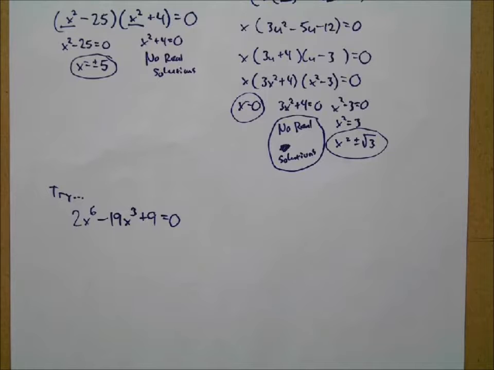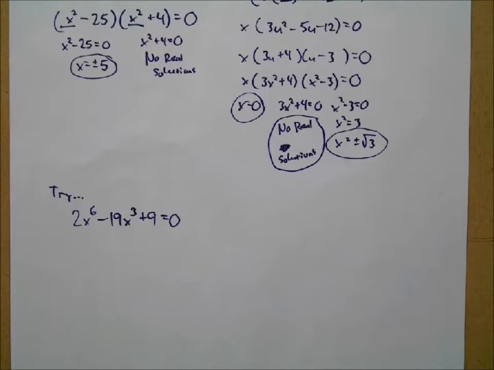So first of all, it's important that you recognize that this would be a substitution. For substitution, typically your goal, for our purposes at least, is to get it to look like a quadratic. So I'll write it up here: you're going to keep 2, and you're going to have something squared, minus 19 times something to the first power, and then plus 9 equals 0.